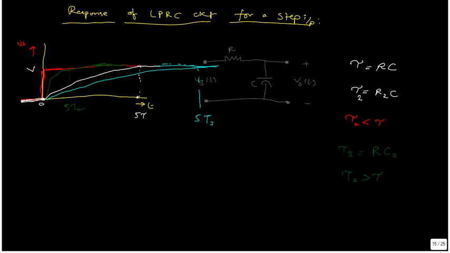So based on the time constant, the output waveform is going to be exponential only, but how much time it is taking will change. If the time constant is smaller, it takes a small amount of time to reach the final value. If the time constant is large, it takes longer to reach the final value. This is the response of a low pass RC circuit for a step input.